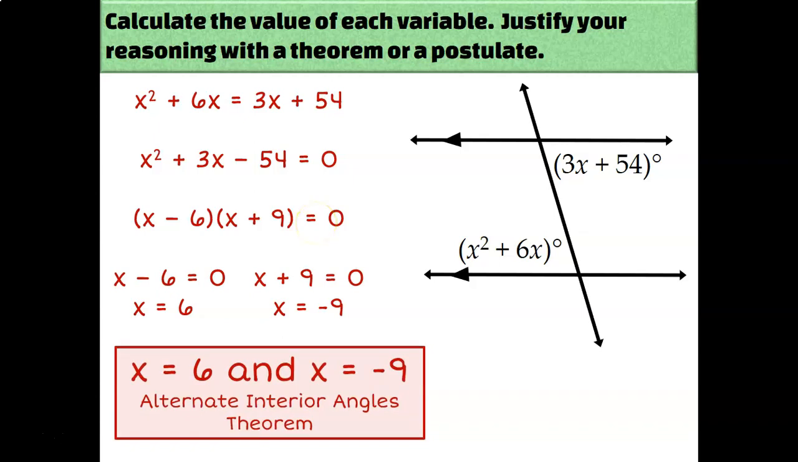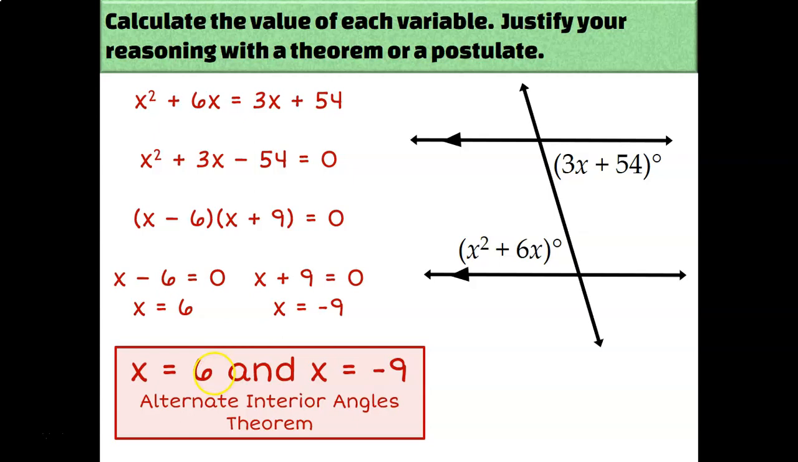Now you might be saying, well, wait a second, how did we get a negative answer for x? That can't possibly be correct. I can't have negative angle measures. But it is actually one of our possible solutions, because if you plug it in, for example, if you plug it in here, 3 times negative 9 plus 54, that ends up being 27 degrees. And you get 27 degrees when you plug it in here as well. And if you plug in 6, you get an answer of 72 for both of those angles.